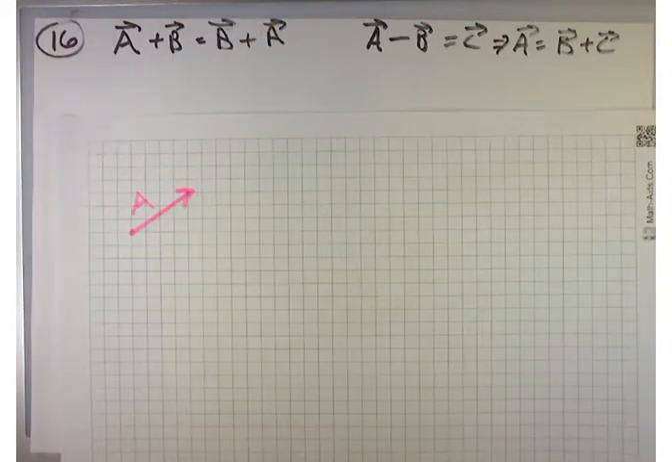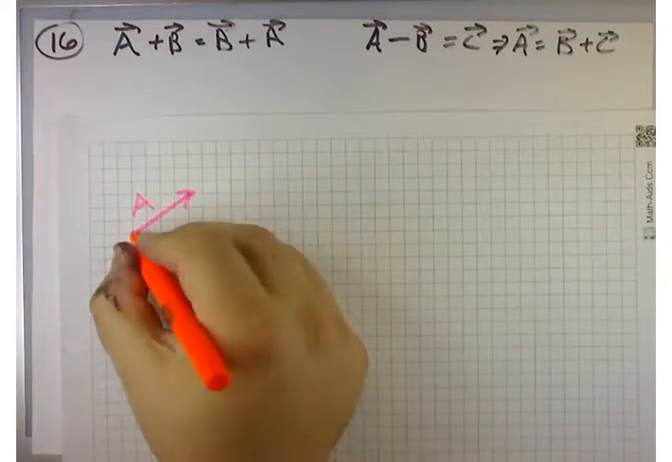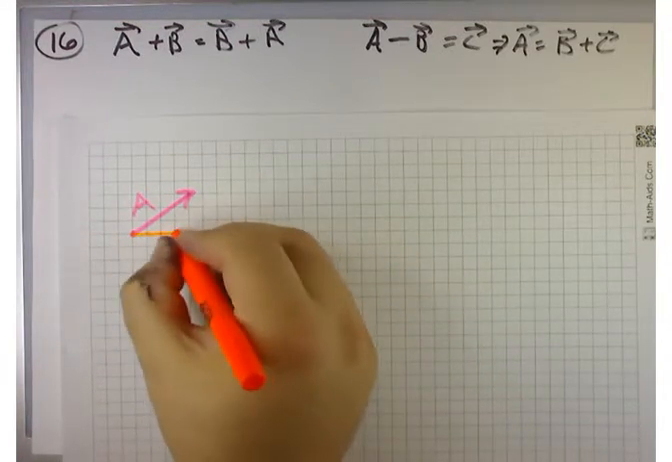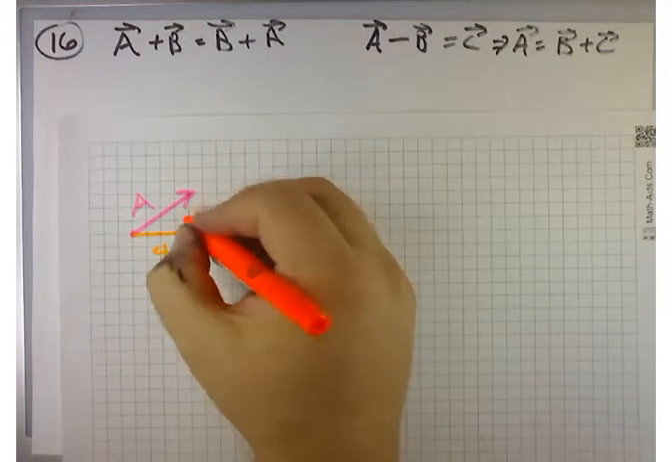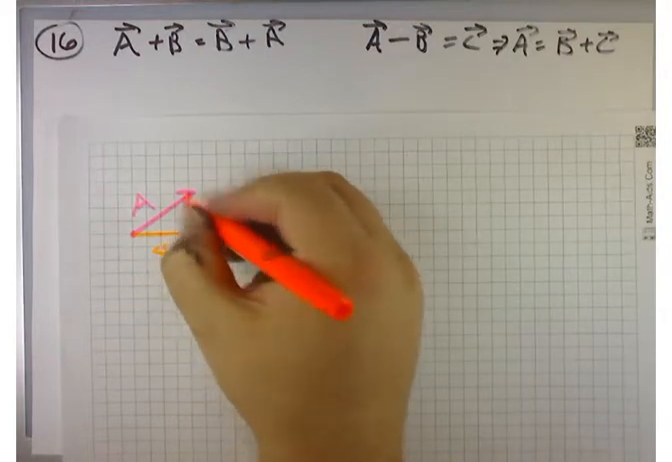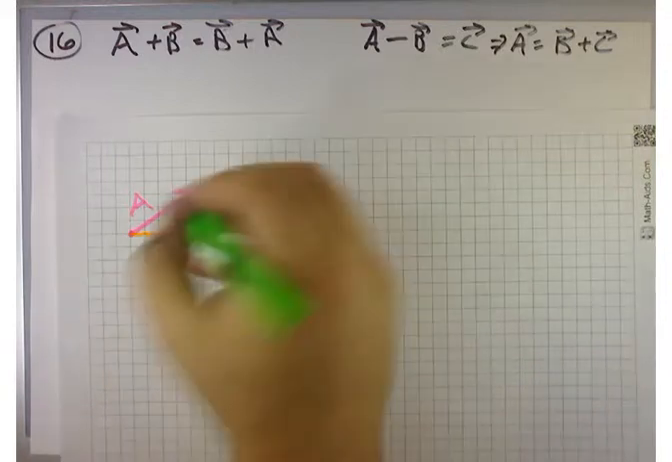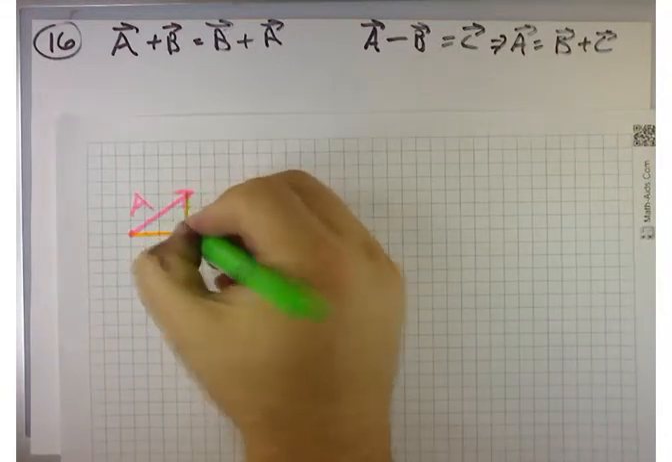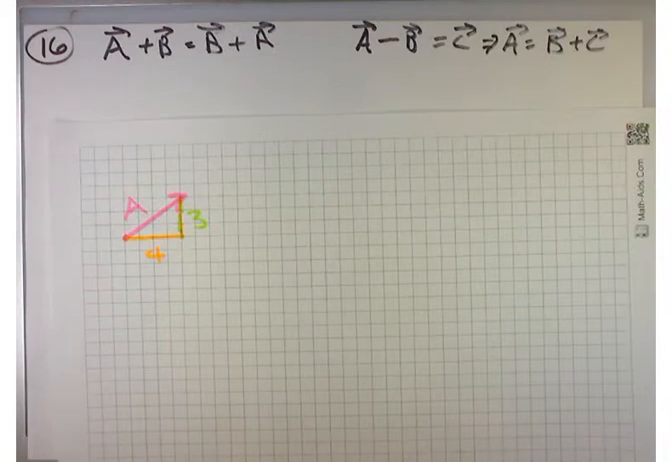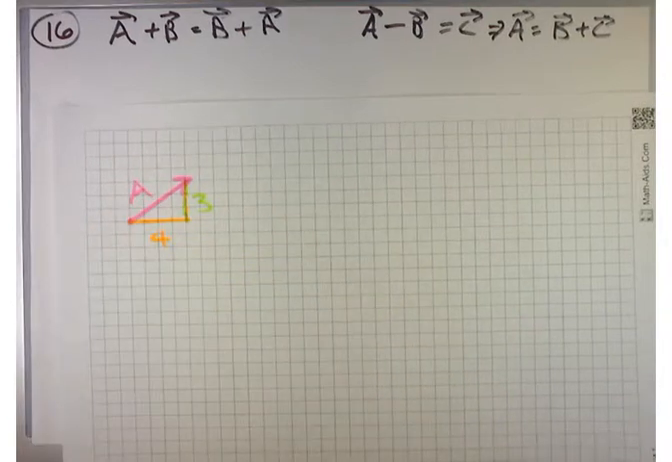Now when it says the triangle method, what I'm really going to do is measure the x components. So I go 1, 2, 3, 4 units in the x direction, and then, let's do a different color for the y direction, 1, 2, 3 units. So it's 3 and 4, if I separate the components. But this is the vector A, the pink one. So now I'm going to do vector B.